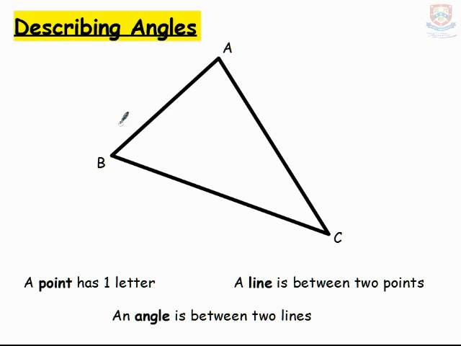So if I wanted to know what this line here was called, I would use the 2 points which create it. And so this line is between points A and B, so it's quite simply called line AB. You can reverse the direction of the line and also call it line BA. That doesn't matter as long as you've used the points which create the line.